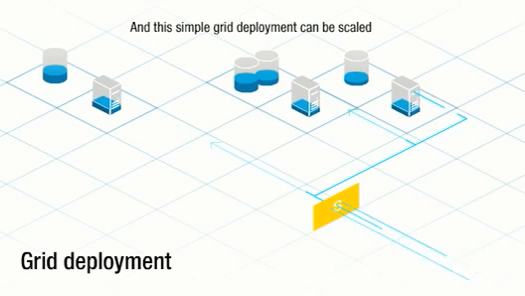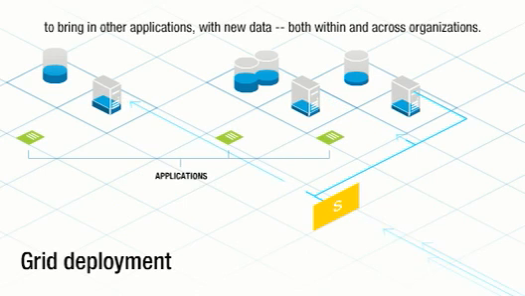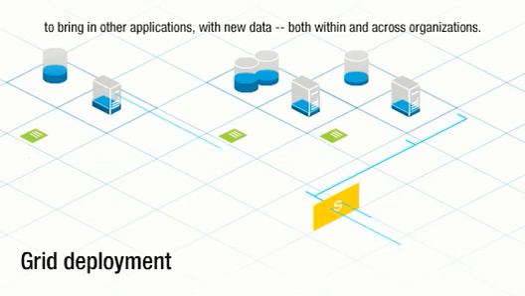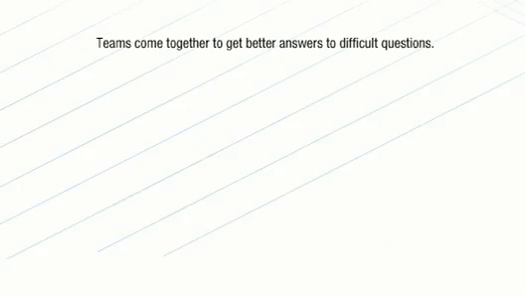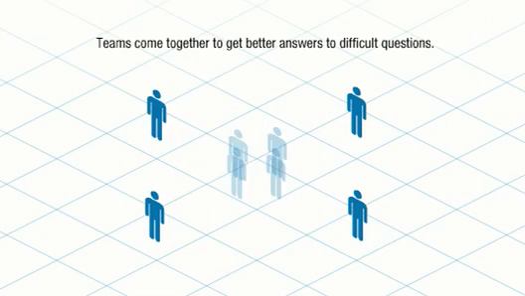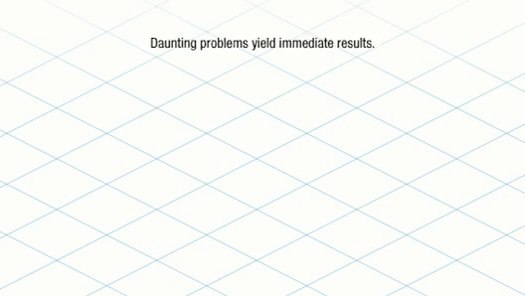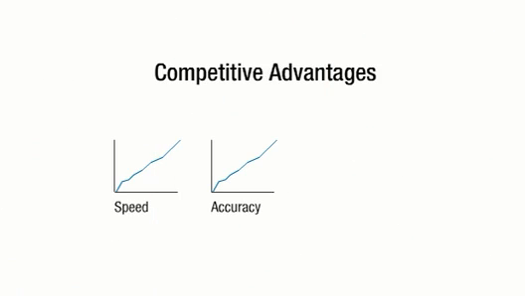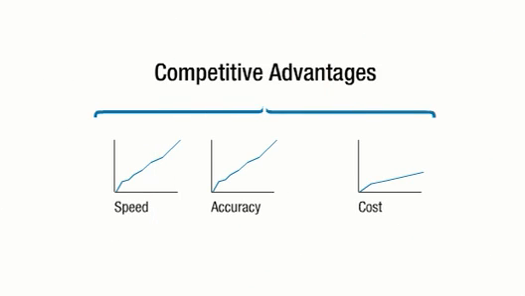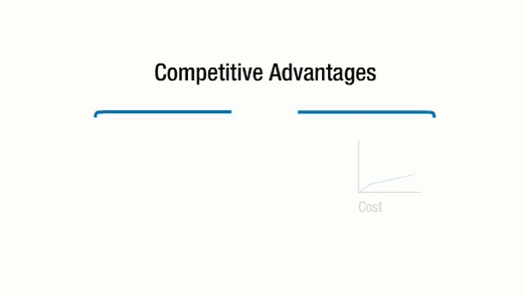And this simple grid deployment can be scaled to bring in other applications with new data, both within and across organizations. Teams come together to get better answers to difficult questions. Daunting problems yield immediate results. Gains in speed and accuracy, without significant cost increases, translate to real competitive advantages in the marketplace.